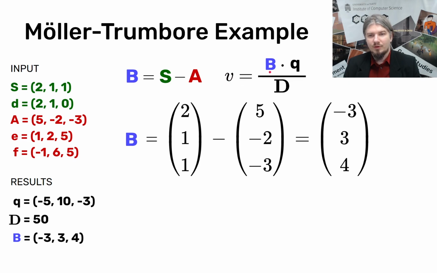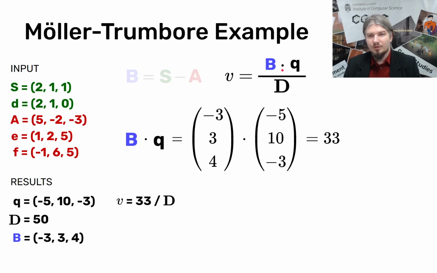When we have P, we can calculate the parameter V. So V was P dot product Q divided by D. We know D, we just calculated it before, it was 50. We also know Q from before. So now what we can do is to take P dot product Q. When we take P dot product Q, we're getting the upper part of this fraction. So P dot product Q is going to give us 33. And we don't actually need to calculate V yet. We know that V is going to be 33 divided by D. But because it's a fraction, we can check is 33 between 0 and 50.